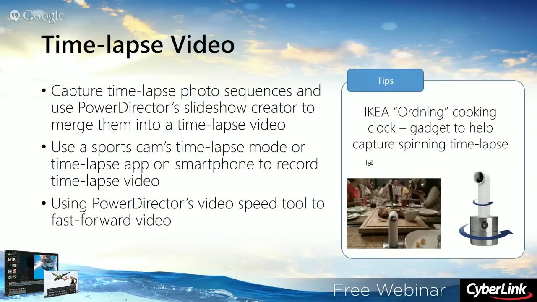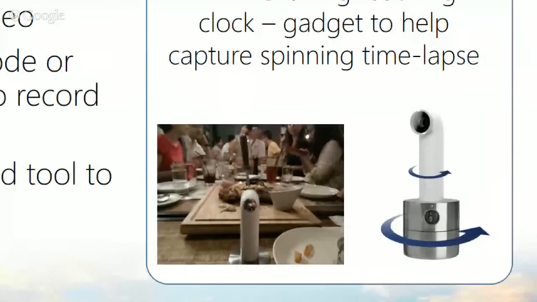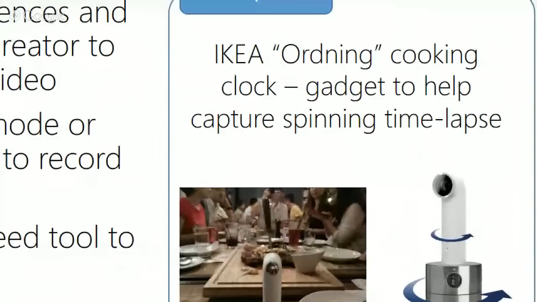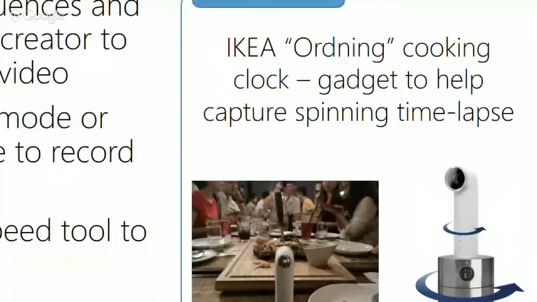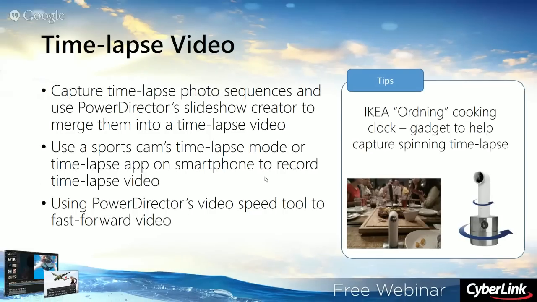I want to show you some little tips for making another type of time-lapse. I came across this little gadget from IKEA. It's called ordning, I don't know if I've pronounced it correctly. It's a cooking clock that turns clockwise 360 degrees in 1 hour. It's interesting that if you put that counter clock as a base and put your sports cam on top of it, for example, I'm putting my HTC Rig on top of it and recording a time-lapse, you'll get something like this.